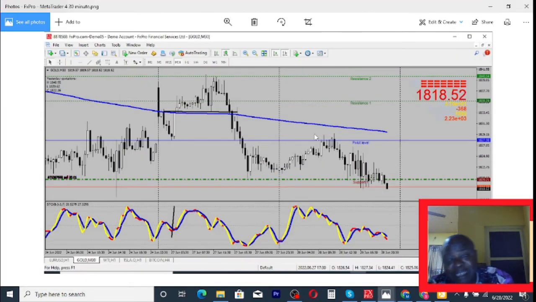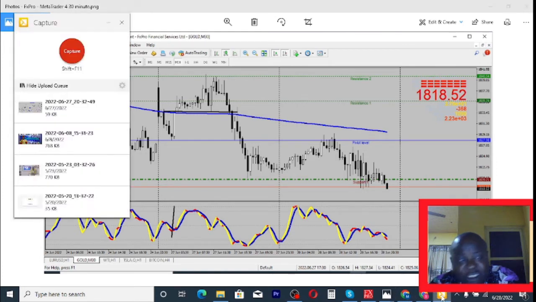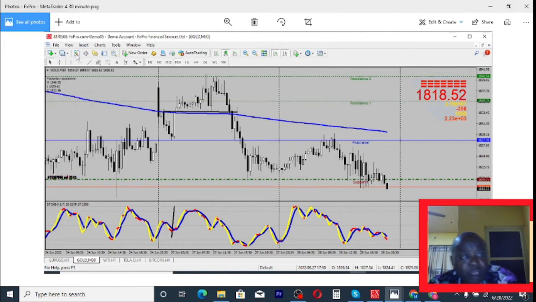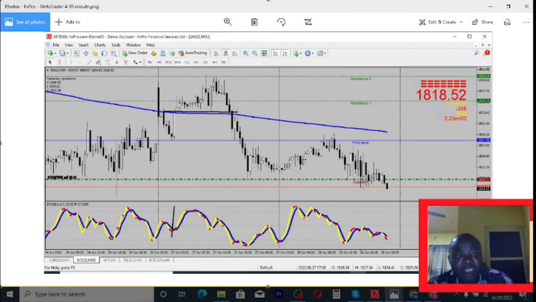Now this is the 30-minute chart. If you look at today now, basically we have this move from here. So I've been able to enter on the 30-minute chart from here. Now let me take a screenshot so that you can have a better analysis of our trade. Let's take a screenshot so that at least we can be able to explain it better.